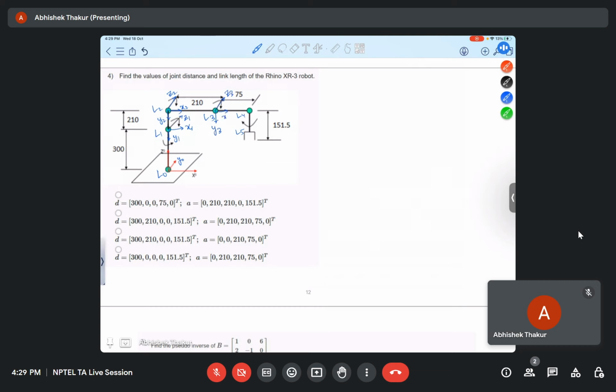So this will be our X3, Y4, X4, and Z4. And finally, this is our Z5. So this is L1. Now we will assign B1, B2. We have already discussed how to do B1, B2, and B3 and all the calculations in the previous question. This is B4, like this.